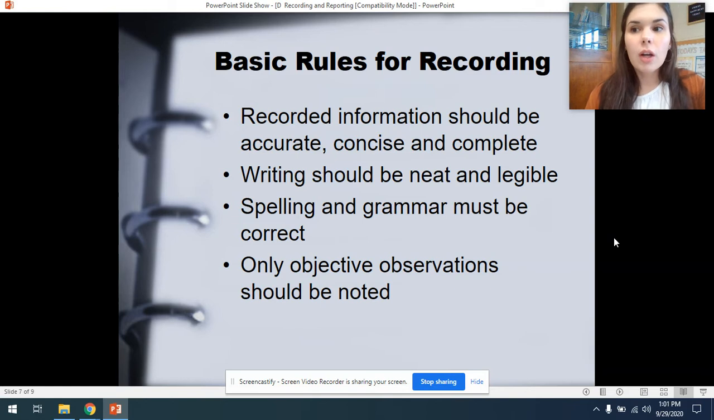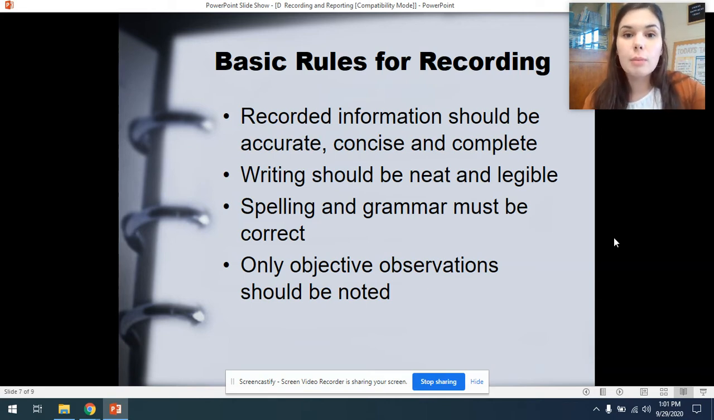Pretty much all doctors' offices and hospitals have changed over to electronic. But that also means that your spelling and grammar need to be correct, and not all applications have spell check that you can rely on. So you always need to be paying attention to what you're writing. And only objective observations should be noted in the official medical record.